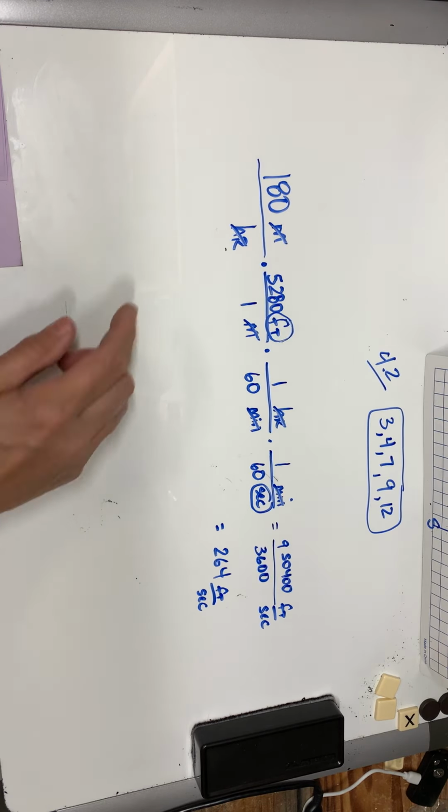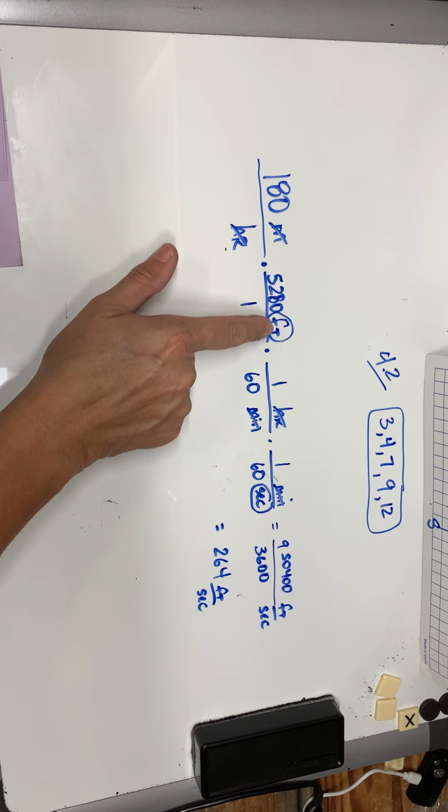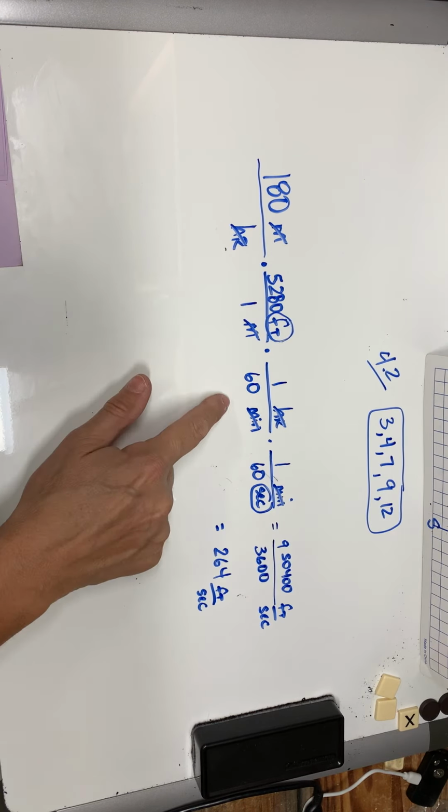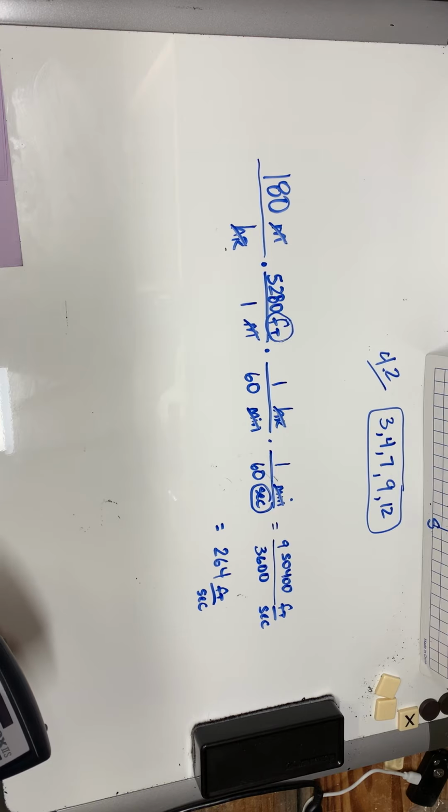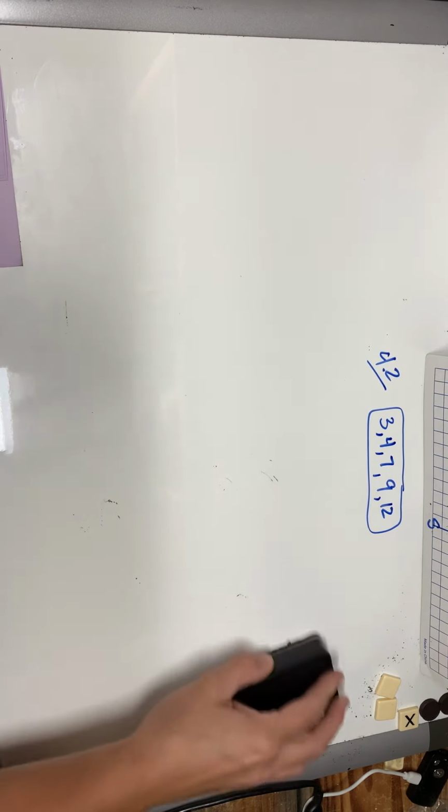One thing you could have done is multiply these, keep this number in your calculator, and then divide by 60, and then divide by 60 again. So that's another way of doing it without having to write it down and then type it back into the calculator.